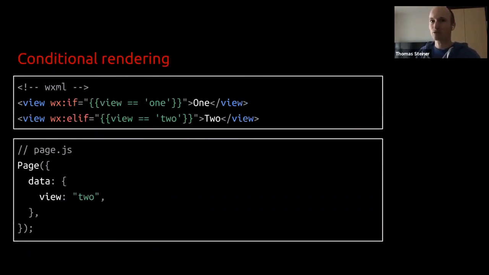Conditional rendering happens with wx:if and wx:elif. You can see here, my page data is view with a value of 2. So in this case, if view was 1, it would render 1. If view was 2, which is the case, it would render 2. Pretty straightforward, again, for conditional rendering here.